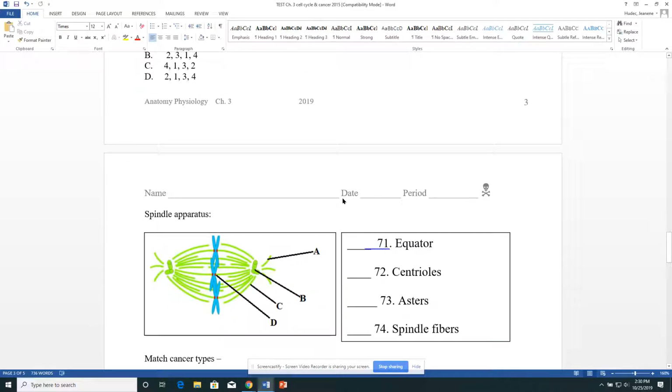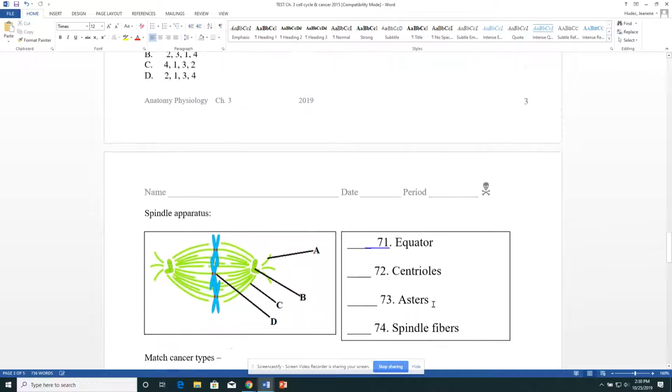Okay, here we have a spindle apparatus. It wants you to label the equator. So where in the spindle apparatus is the equator? A, B, C, or D? 72 is pointing at the centrioles. A, B, C, or D?